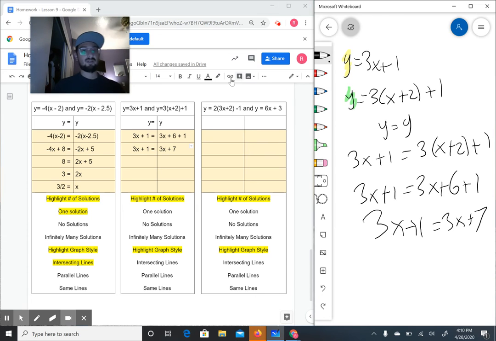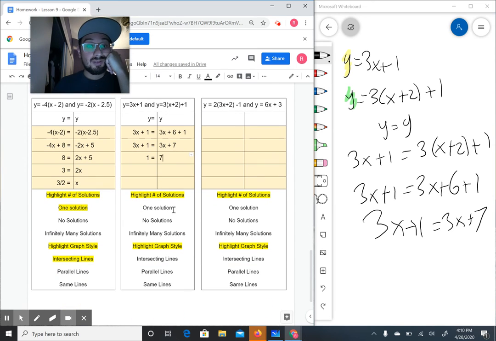So now you're going to subtract the 3x on both sides. You can get the statement 1 equals 7, which is a false statement. So that means there's no solution. That means that they're parallel lines.